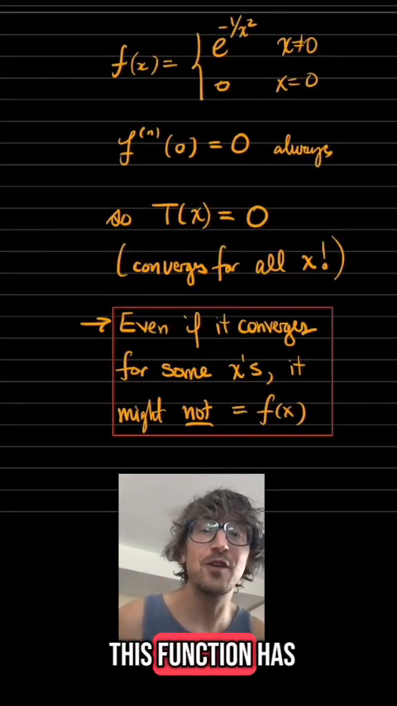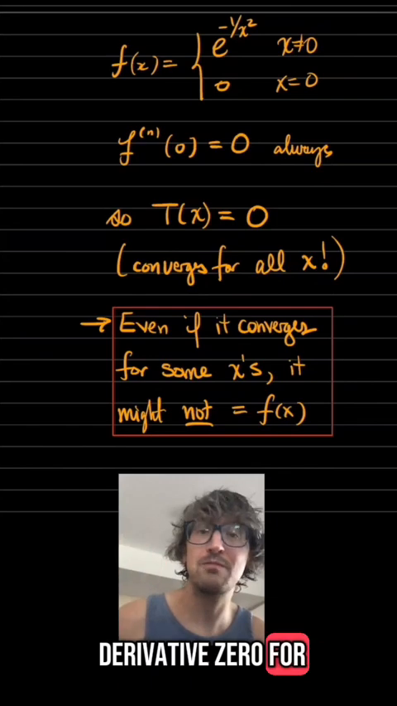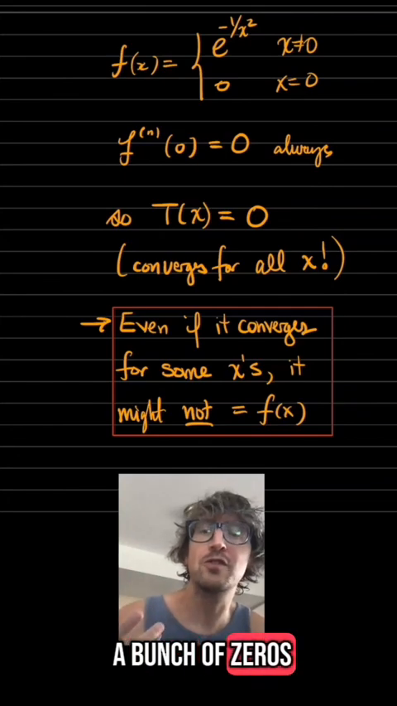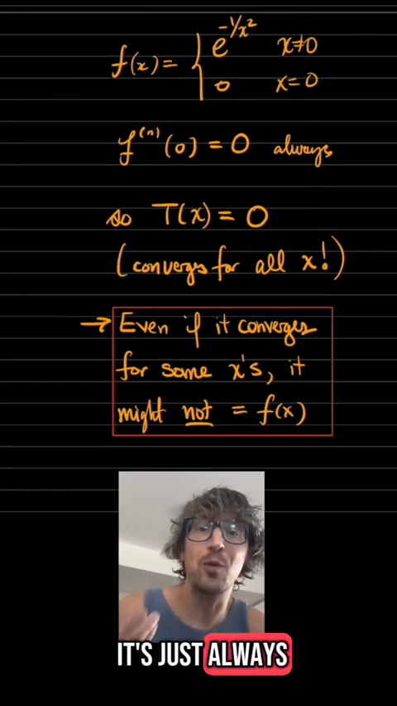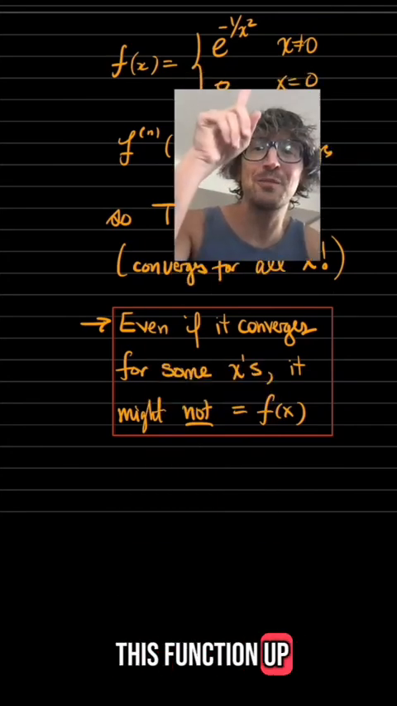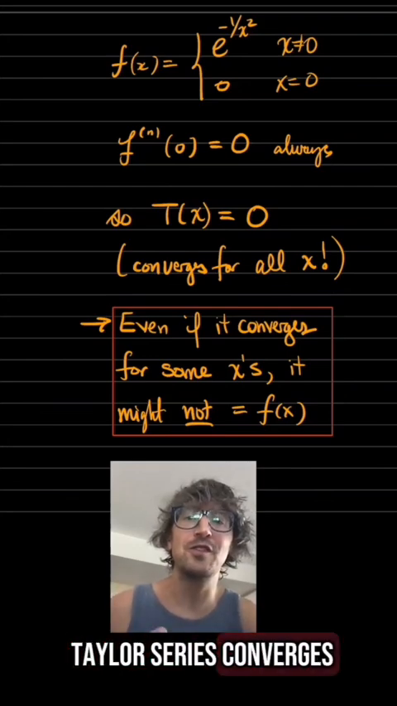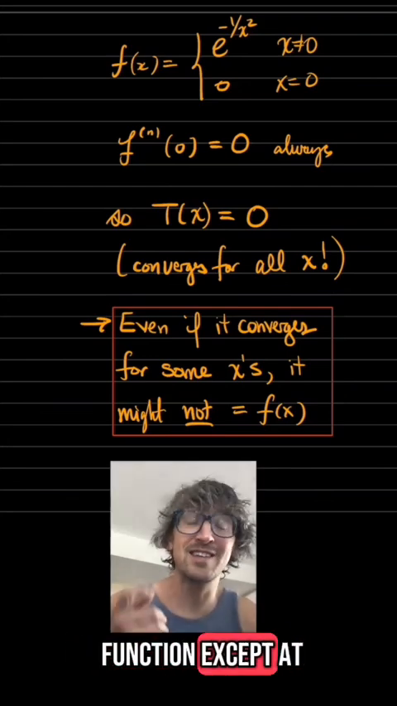It's true that this function has derivative 0 infinitely many times, and so when you work out the Taylor series, you just get a bunch of zeros. And so of course it converges, it's just always 0. But this function up here that we started with was only 0 at one point. So even though the Taylor series converges, it does not agree with the function except at that single point.